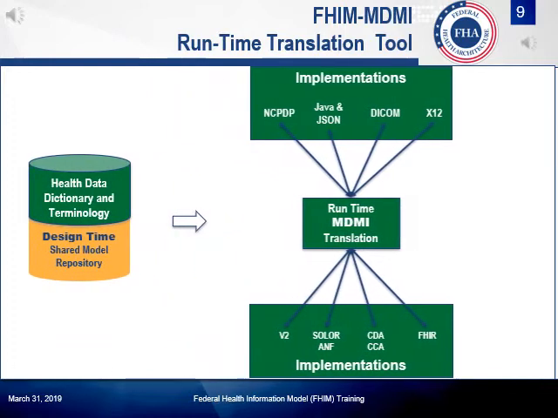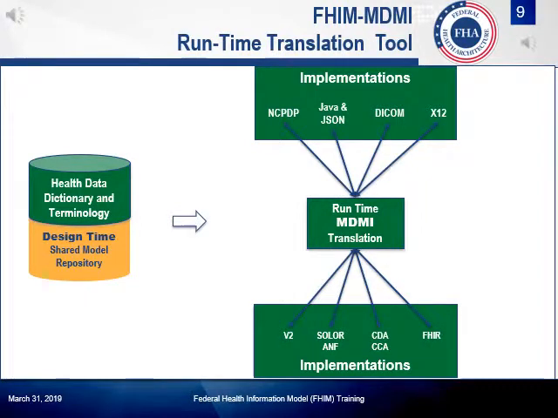MDMI uses FHIM as its canonical computable representation, referred to as its referent index. The referent index is mapped to each alternative information exchange representation to harmonize data sharing among heterogeneous systems. For different standards and varying standards versions, MDMI setup can use the MDHT design time model repository to specify semantically correct translations from one message serialization to another.